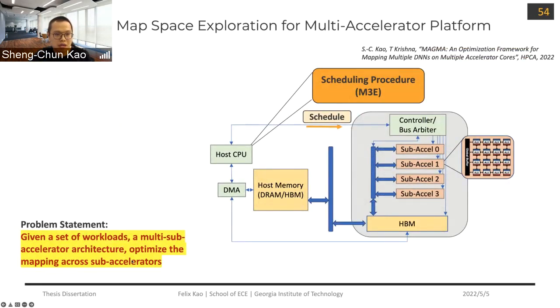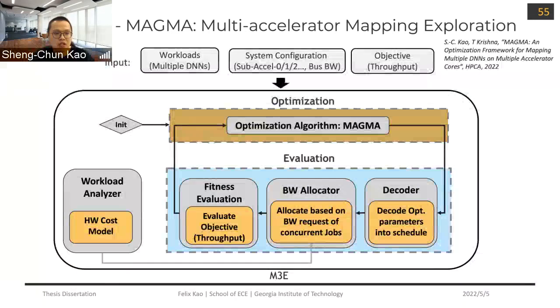Another work is on map space exploration for multi-accelerator platforms. It means that the accelerator has multiple sub-accelerators. The problem is that, given a set of workloads and a multi-sub-accelerator platform, we optimize the mapping across the sub-accelerators. Here we use the same MSE framework, and the searching algorithm is Magma.